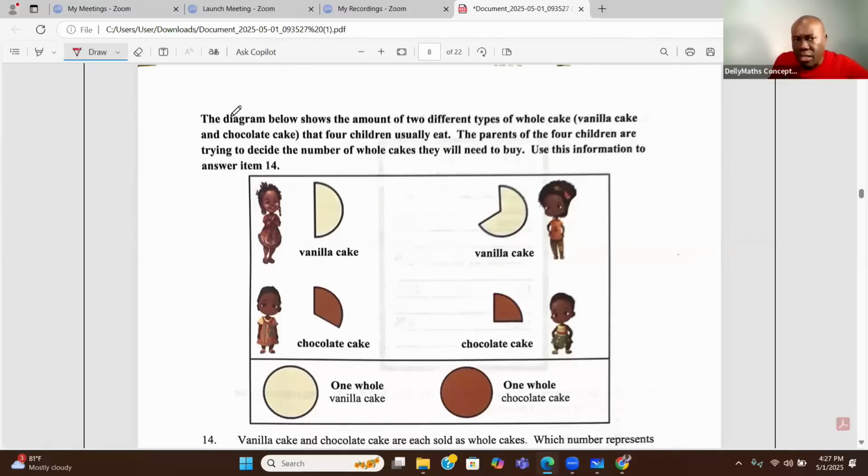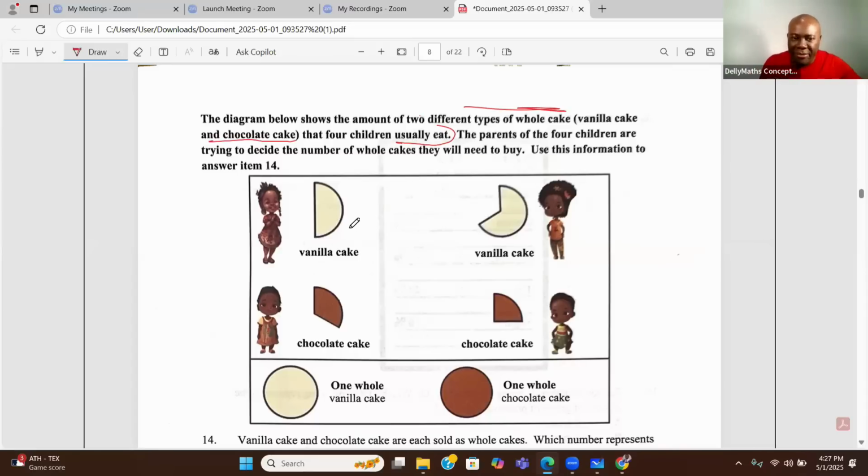And so on. All right, watch this. So it says, let's go again. The diagram below shows the amount of 2 different types of whole cake, vanilla and chocolate. Now it says that 4 children usually eat. So in other words, that's what they usually eat.